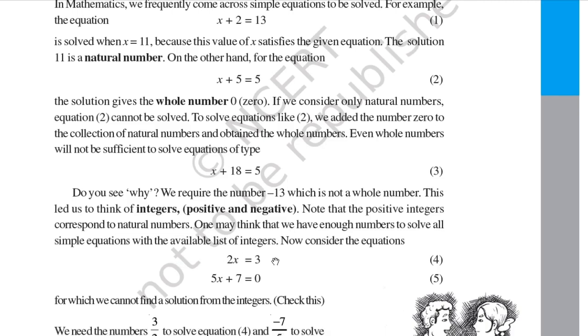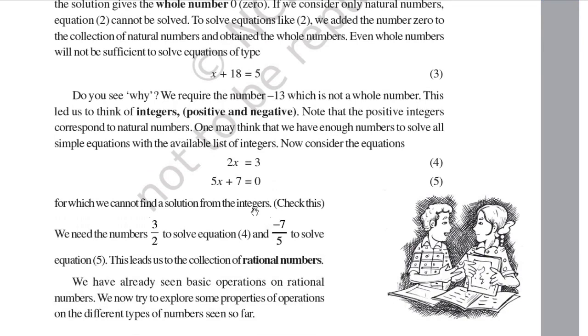Now consider the equations 2x = 3 and 5x + 7 = 0, for which we cannot find a solution from the integers. Check this. We need the number 3/2 to solve equation number 4. So to solve this, we need the value 3/2 here. To solve equation 5, we need minus 7/5. So this leads us to the collection of rational numbers.